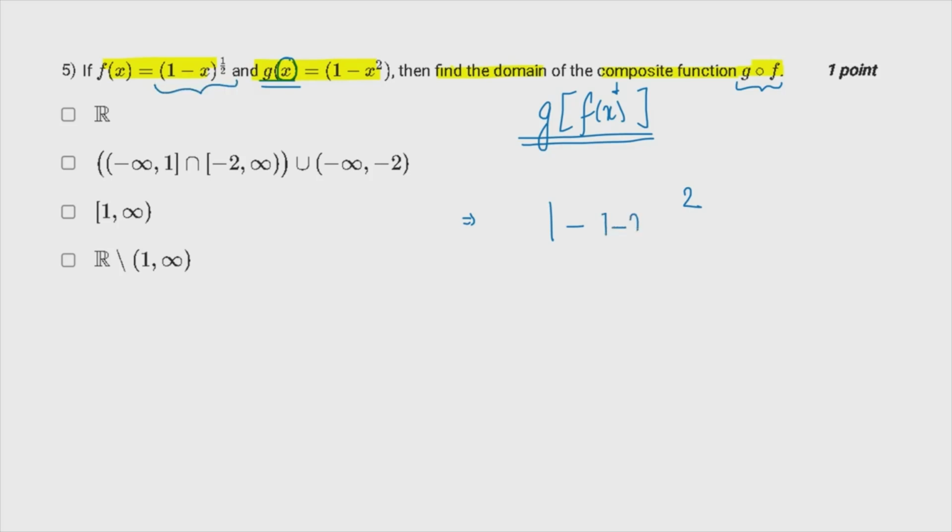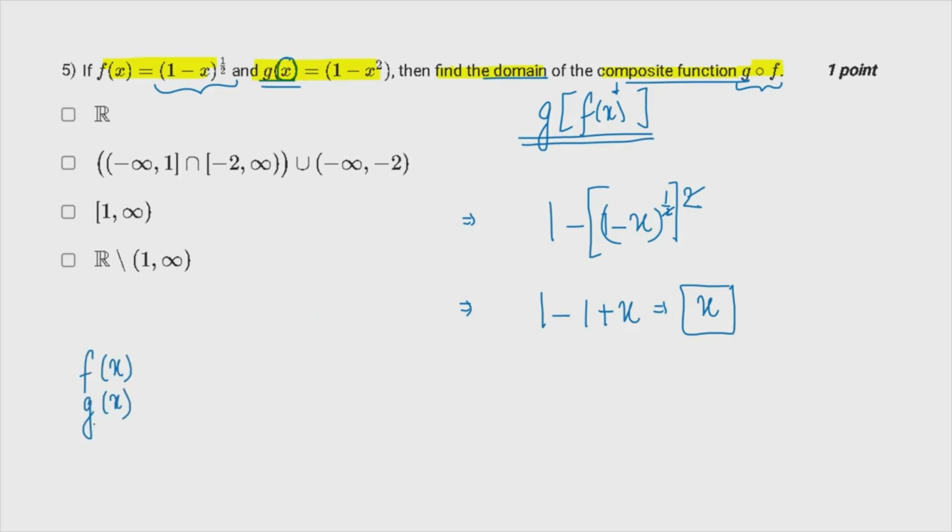So it will be 1 minus x raised to the power half. Done. Here, the powers get cancelled. What I will get is 1 minus 1 plus x. Therefore, g of f of x is nothing but x. So whenever I need to find the domain of a composite function, I need to check the domain of three functions. One is f(x), one is g(x), and one is the composite function, that is g of f(x).